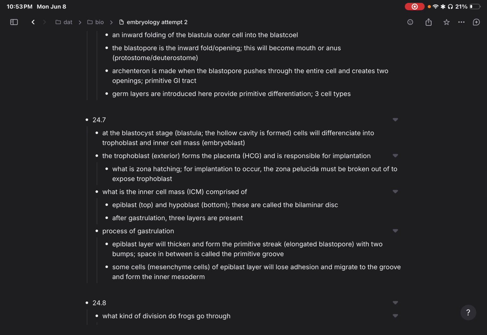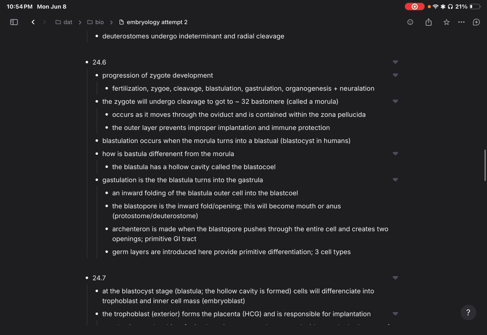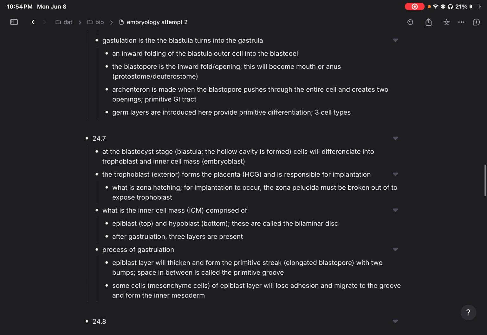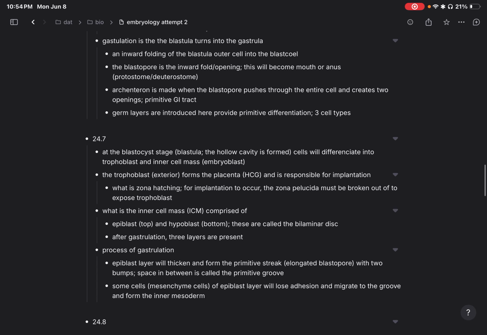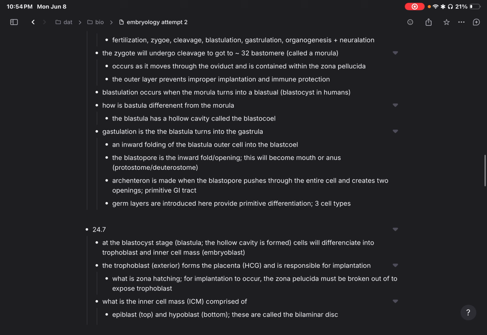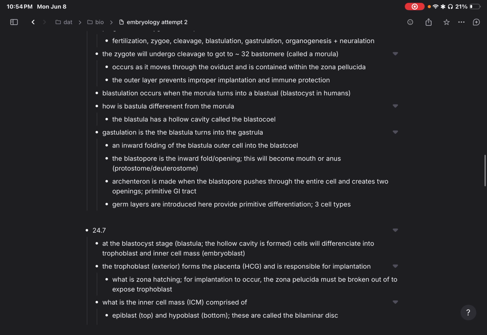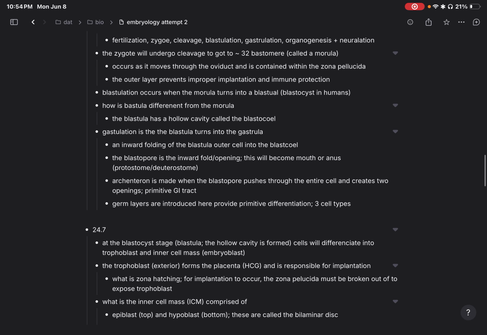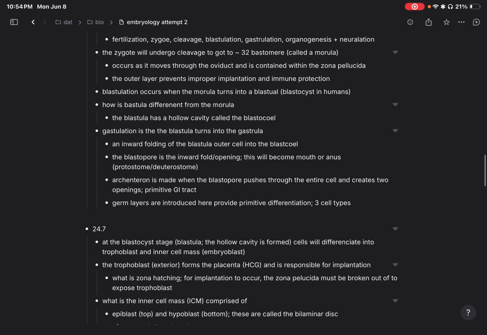So now moving on, we're going to talk about mammals, or the base model of gastrulation. So we're at the blastocyst stage. We have the blastocele, and at this step, the cells will differentiate into the trophoblast and the inner cell mass. Keep in mind we're at the blastula stage, so this is when we have that space in the middle. Now we're going to differentiate the cells.